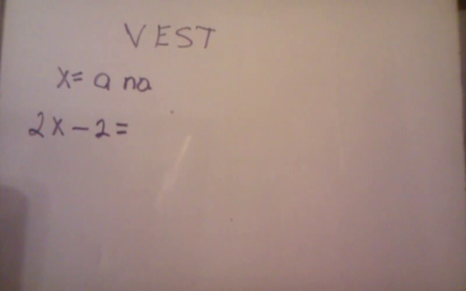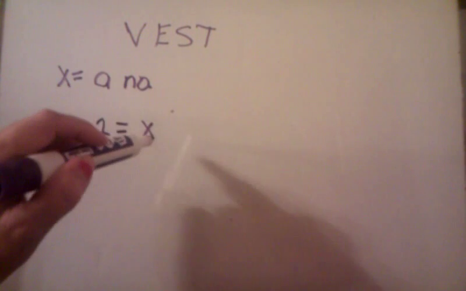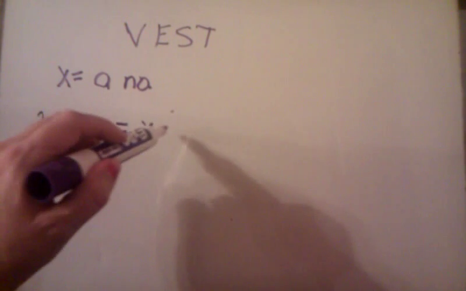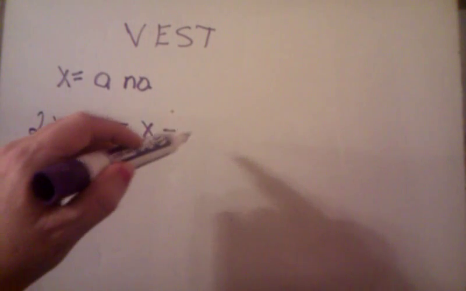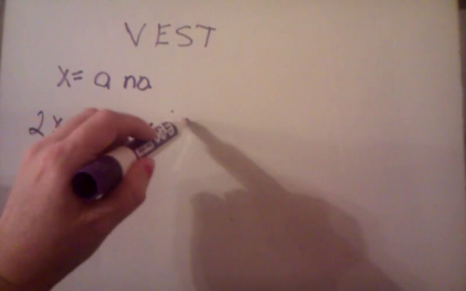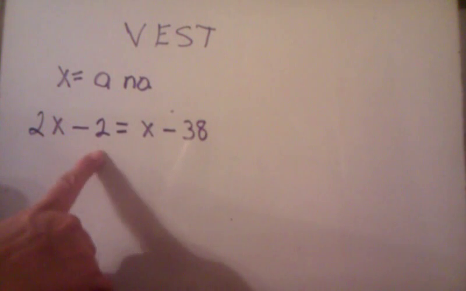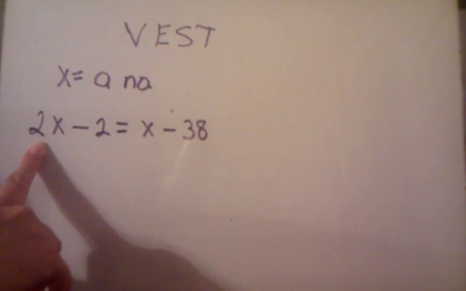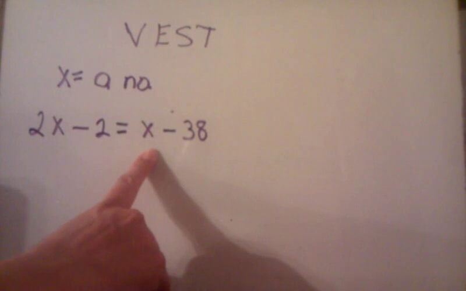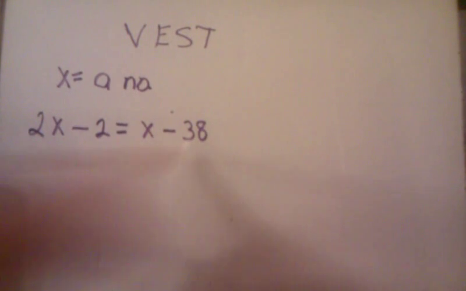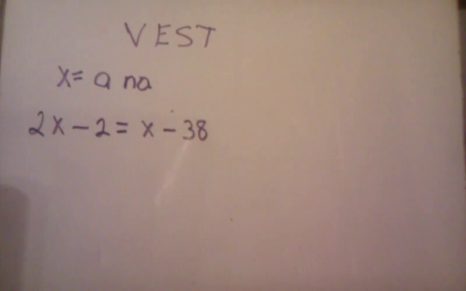That would be equals the number. Okay, here's the number, x. Decreased by, what does decreased by mean? Decreased by means minus 38. Okay, look at this. 2 fewer than a number doubled is the same as the number decreased by 38. Did you get that far?